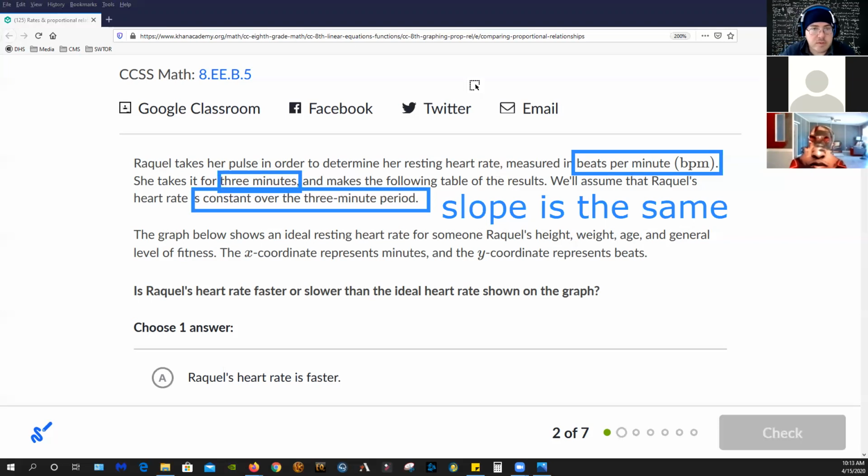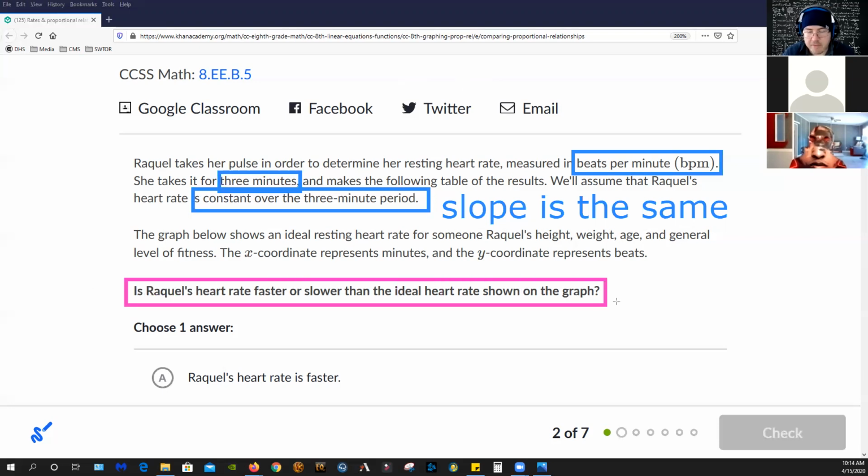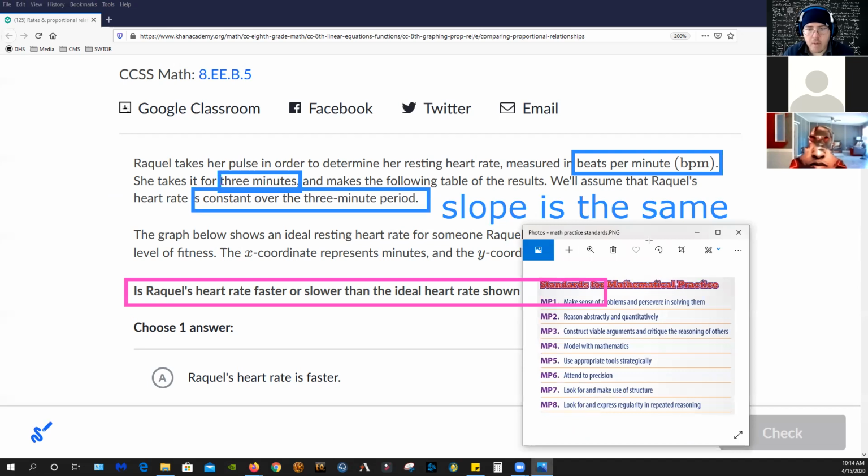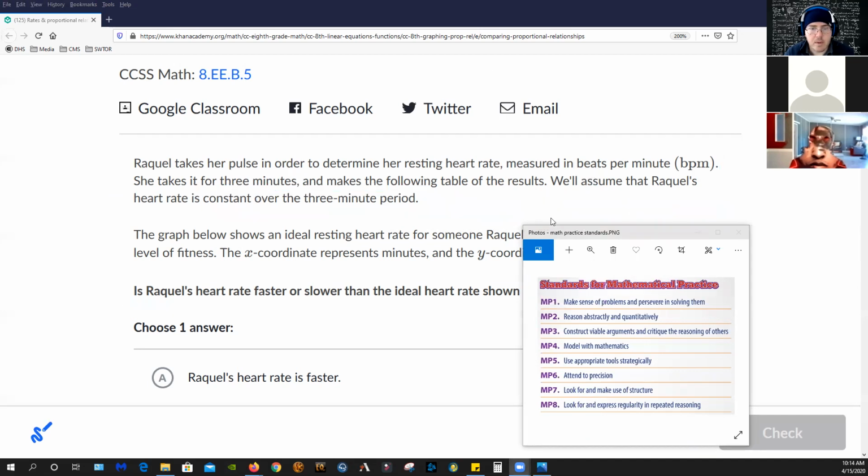So, and then the question, never forget, we're actually looking for the actual question. Is Raquel's heart rate faster or slower than the ideal heart rate shown on the graph? So this is almost the same as our last question. On my math practice standards, I'm going to be using my repeated reasoning skills, sort of like whatever worked on the last problem should be working for us here. Let's sort of clean up what we're doing.